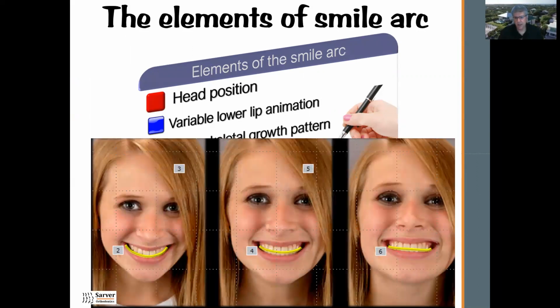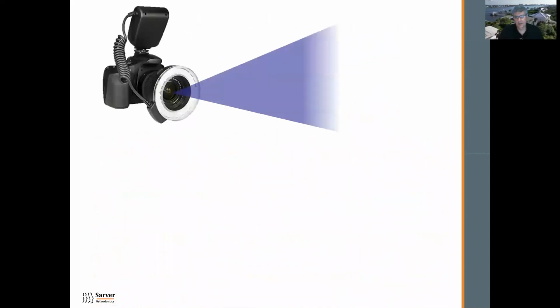So this is an example I use of a young lady I treated who, if I have her head held down, has a great smile arc. Hold it up a little bit, it's a little flatter. Hold it up even further, even flatter. If your staff member, who may be the one taking your pictures, doesn't recognize this as a potential problem, then you just have to take the picture yourself, is what I've discovered.